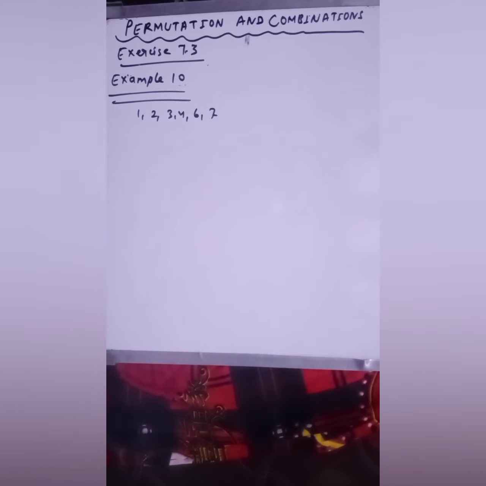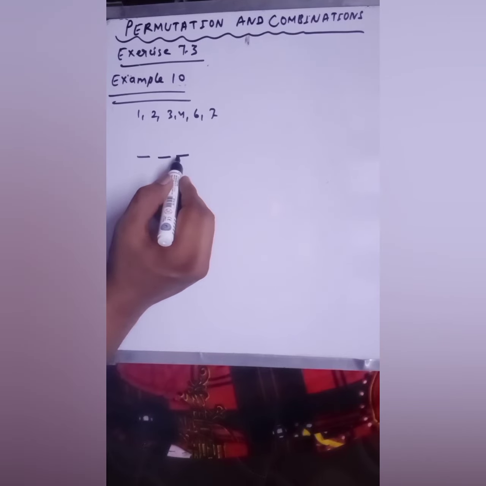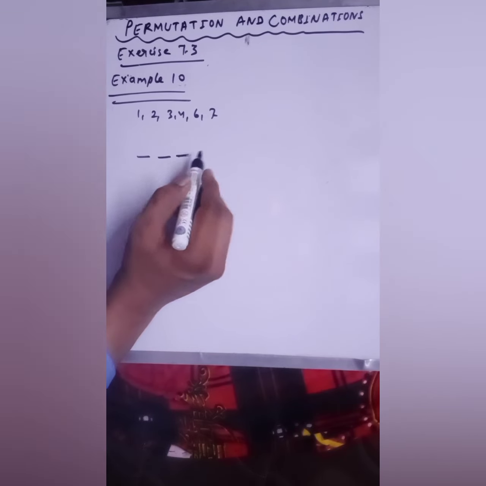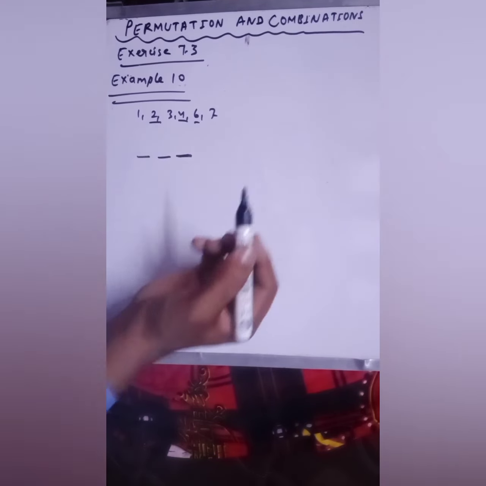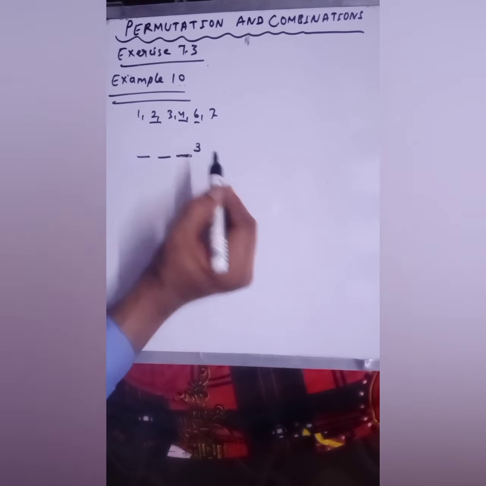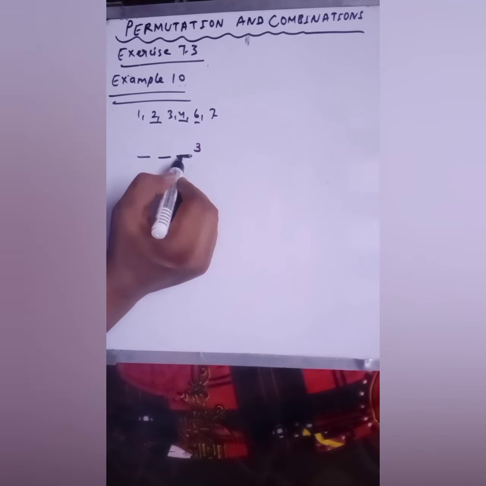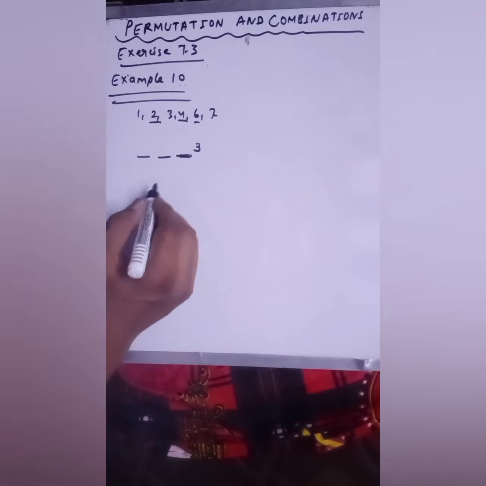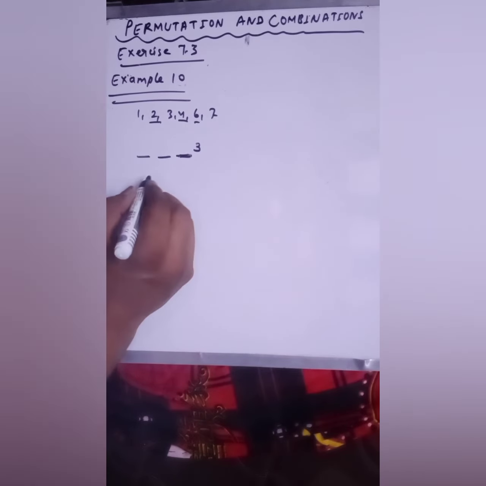See children, here you have to make a 3-digit number, but it must be an even number. So at this unit place, you have a choice of 2, 4 and 6. So here at this place you have 3 choices. At least one number you will use here at a time. So now the total arrangement which you have, that is 5.